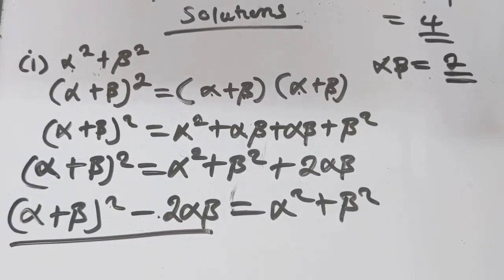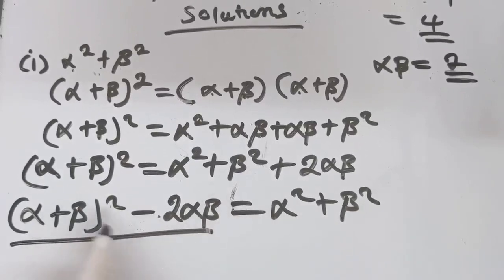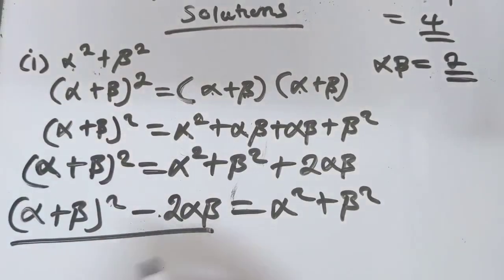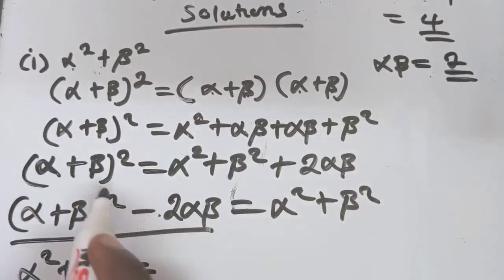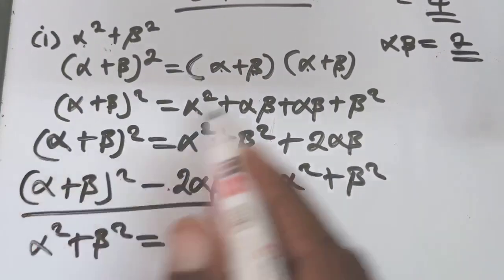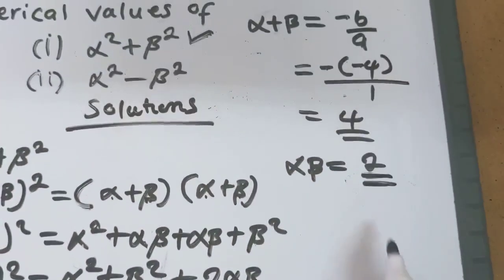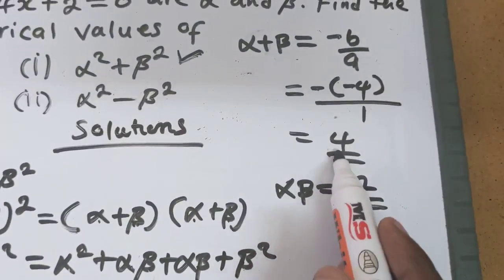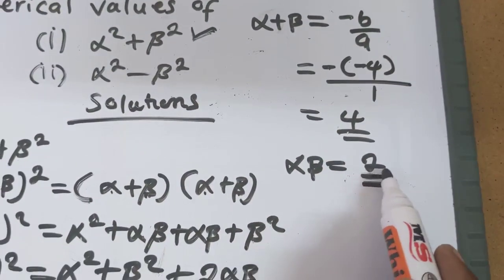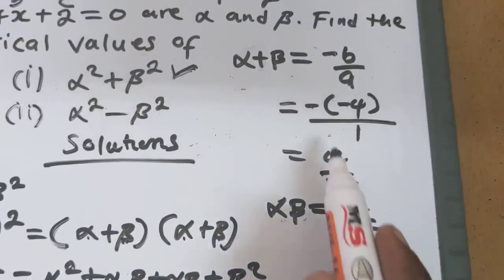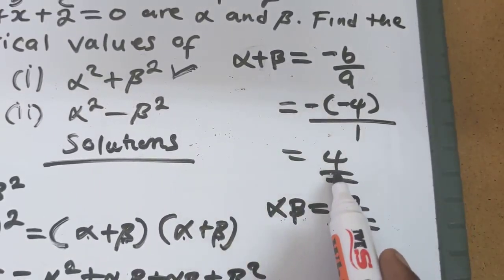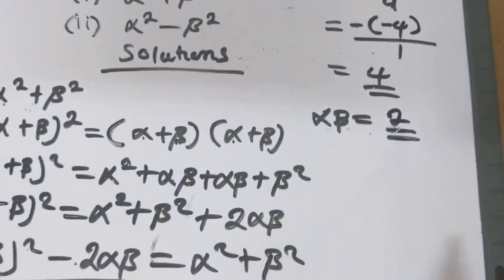If you want to find the answer to that question there, what you are going to do is say alpha to the power 2 plus beta to the power 2 is equal to this one here. You know that the sum that you had found is 4, and the product that you had found is 2. Where they are multiplying, you found that it is 2. Where they are adding, you found that it is 4.